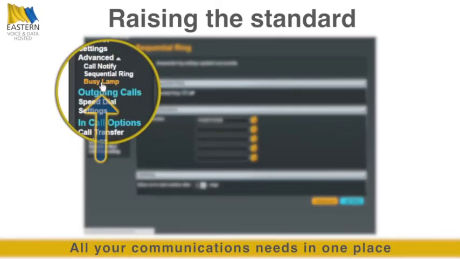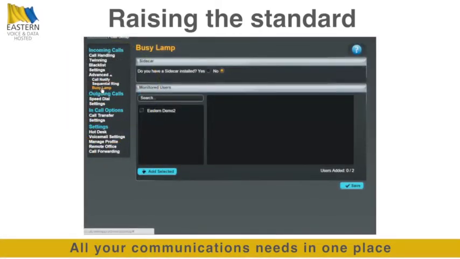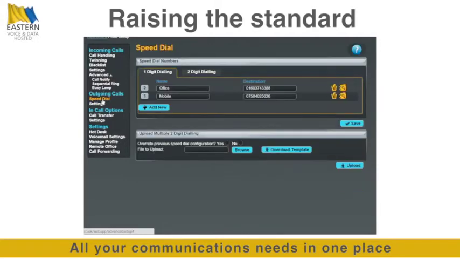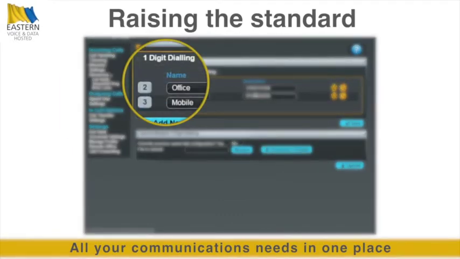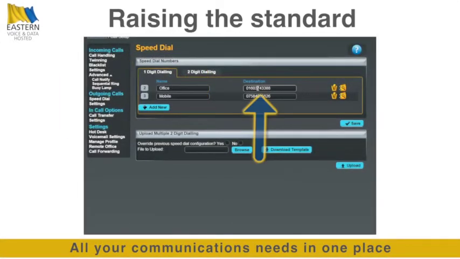The busy lamp field, what that does is it shows you who else is available to call on your phone system. In this instance, I don't have it set up, but you can effectively see who's on the phone and who isn't. Speed dialing, again, 1-digit dialing. So for example, to ring the office, all I do is hit *2 and the office number is called. *3 will ring my mobile number.